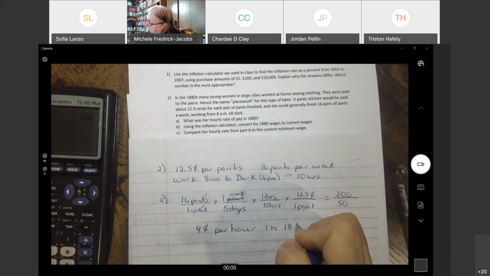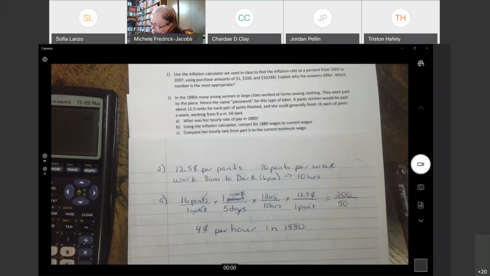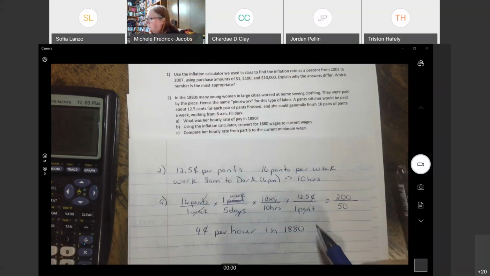So I got 0.32 pants an hour. That divided by the 12.5 cents per pants gives me 0.02, so 2 cents, but an hour that should be multiplied. If you're getting 0.32 pants an hour, and for each one of them you get 12.5 cents, they should be multiplied. Oh, yeah. And then you'll get your 4.